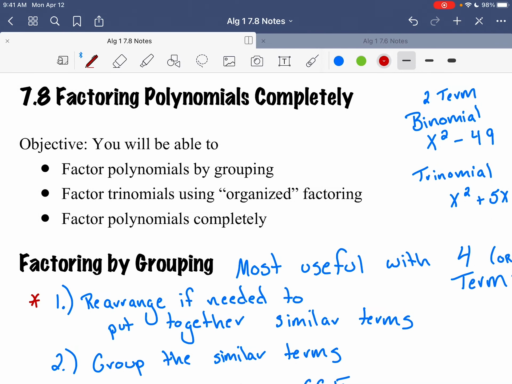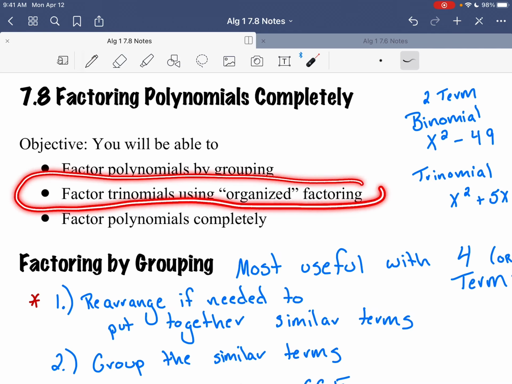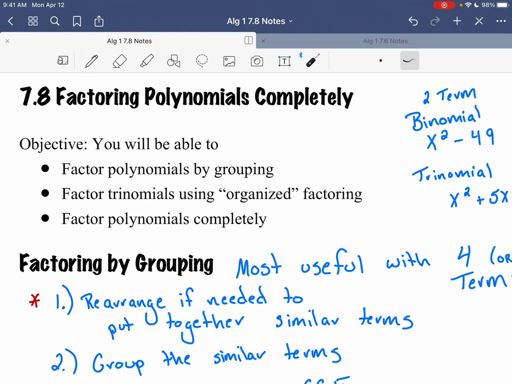Section 7-8, Part 2. This part is not in your textbook. This textbook does not teach this method, but I find it a very useful method when it comes to factoring. We are going to factor trinomials using a method which I call organized factoring. Other places call it the AC method. Organized factoring or the AC method.